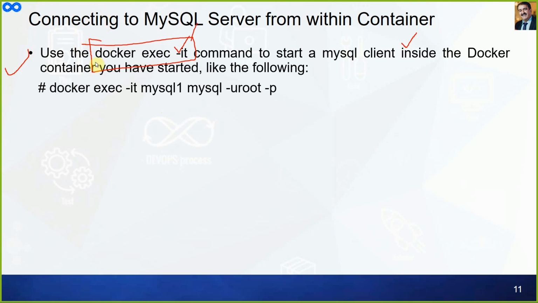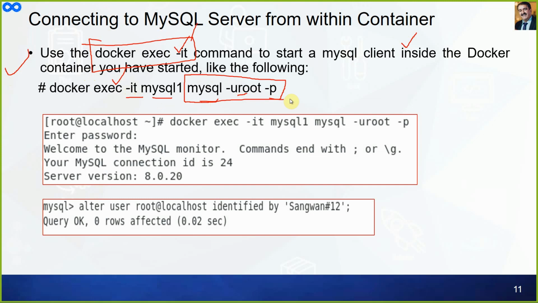docker exec -it container name, then the command which you want to run inside the container, and the command is mysql with username root and the password. So after that you will type the password which you have grabbed in the previous slide. So docker exec -it mysql1 mysql -u root -p, and then you type the password and you are connected. Now what you do as a first step inside your MySQL server, obviously you would want to change the password, and that's what you are doing: ALTER USER username IDENTIFIED BY new password.